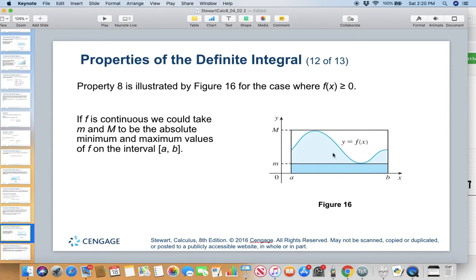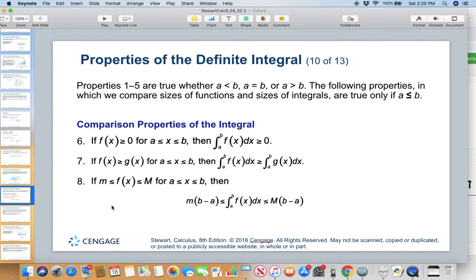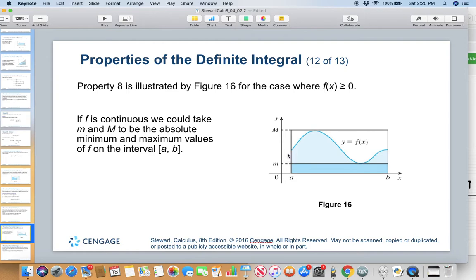This is the one where f is between the constant function m and the constant function capital M. Okay, so that was an important case I informed you about. If your function is between two values, little m and capital M, then what happens to the area under f? Okay, so that's the picture. Your f is between little m and capital M.